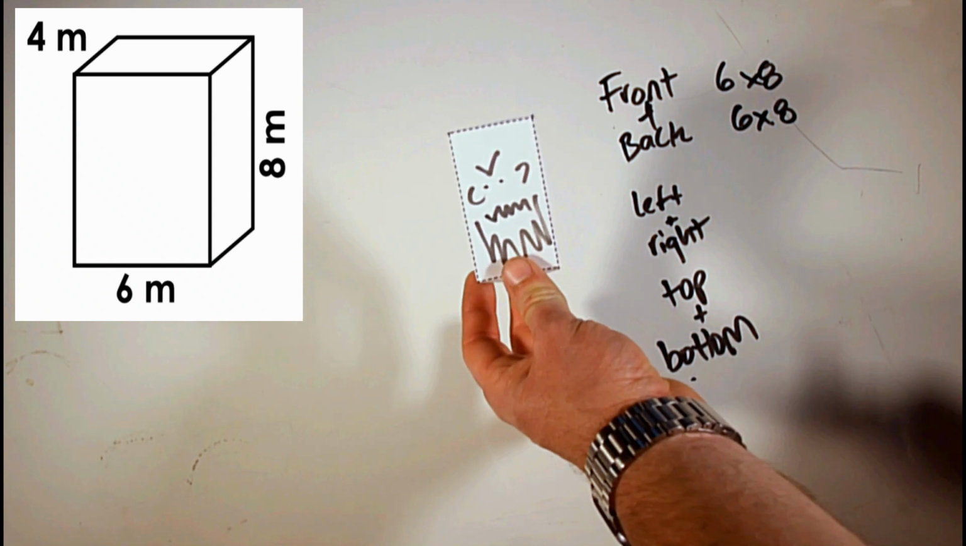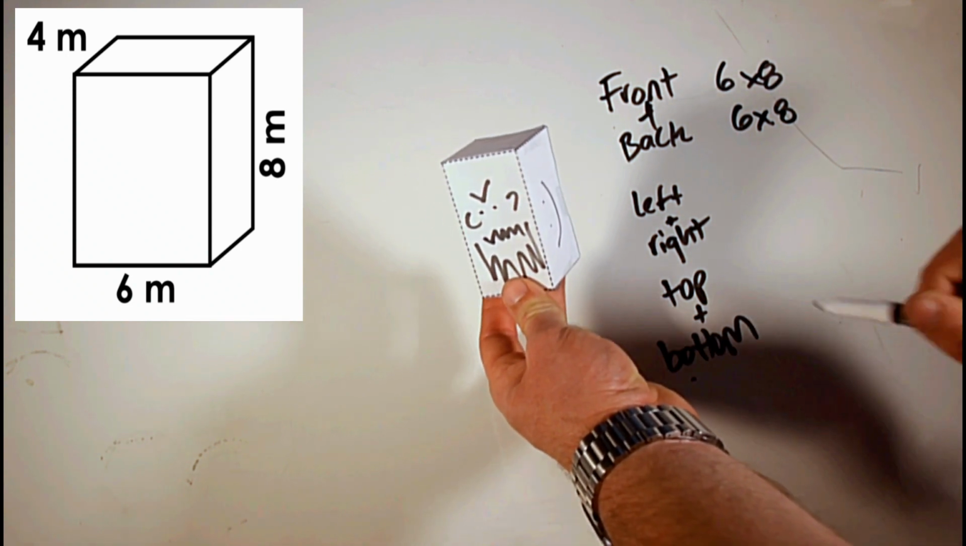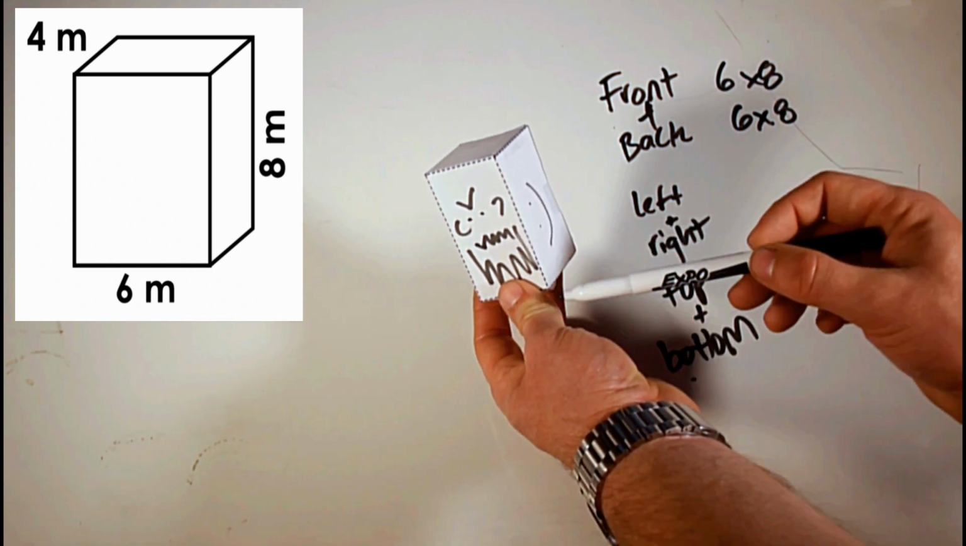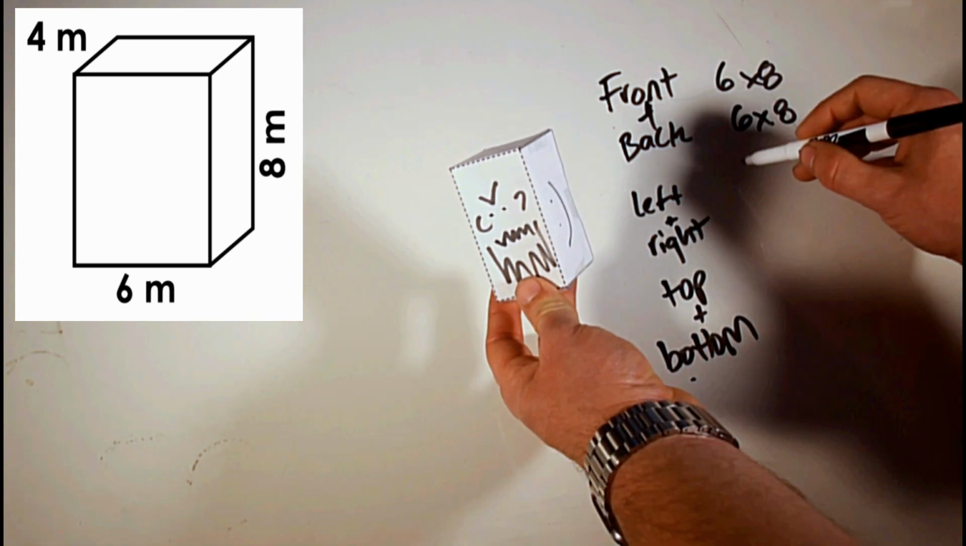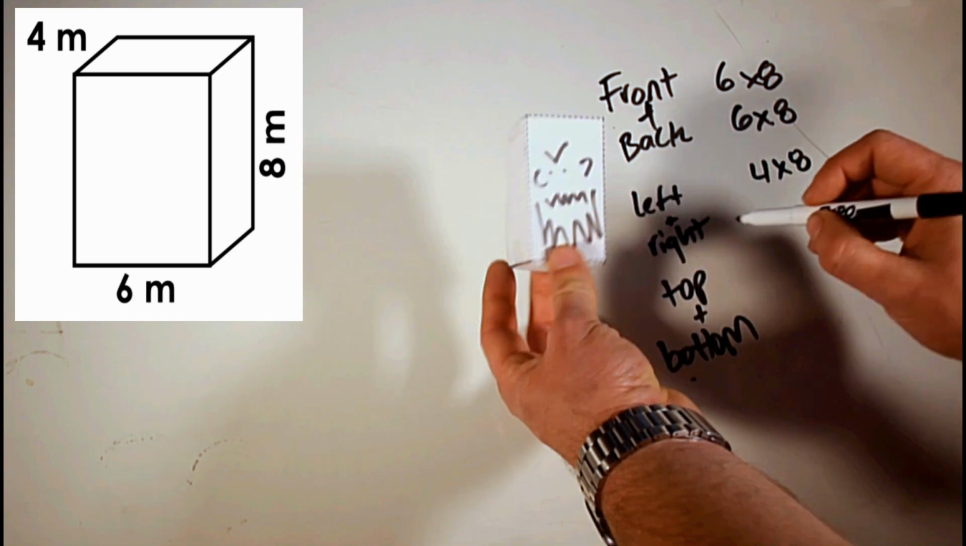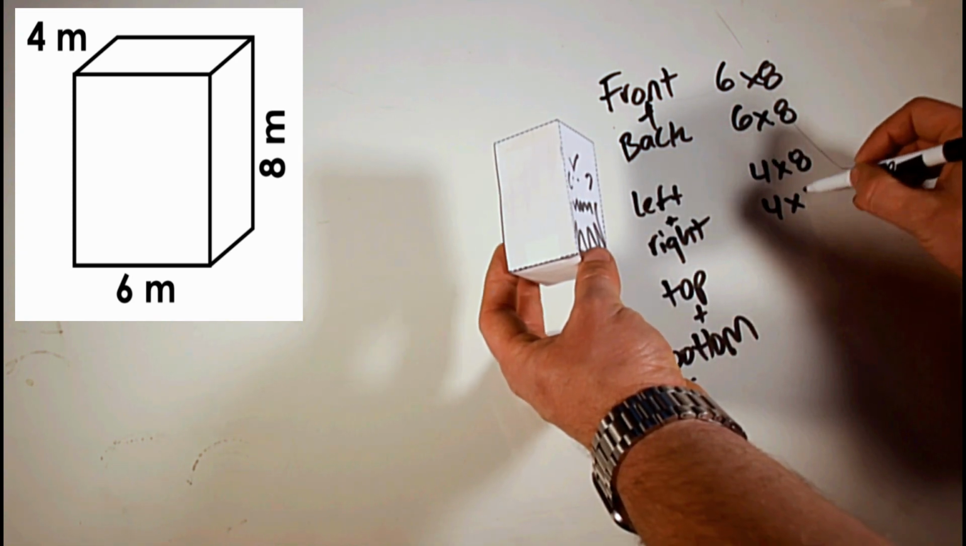Now the picture is kind of showing it like this in a way. So we know that this line right here is 4 and our height is 8. Those perpendicular lines are what we use. So we have 4 times 8, and that'll be the same for the right.